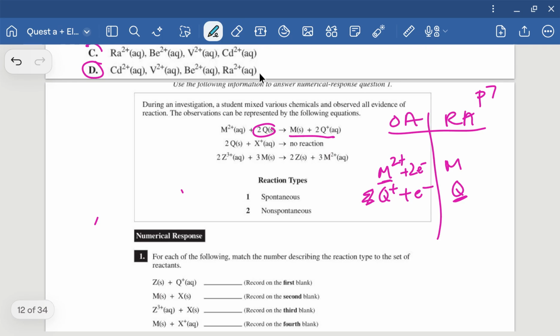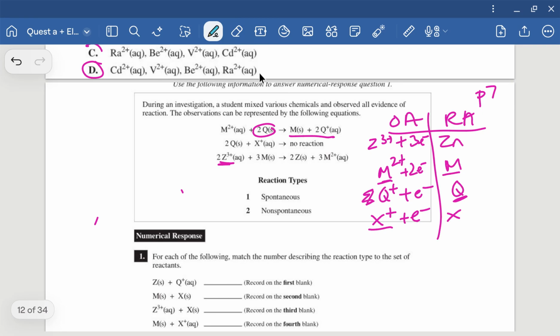If Q reacts with X positive, there's no reaction. Q's are already placed. X positive would be an RA. It needs to be below Q to show non-spontaneous. And then that would just give us X. Then the last one is bringing in the Z3 ion. And it has to be higher on the table than M, which is already placed, to have reactants. So I put the Z3 positive up here, add in my 3 electrons, and then I can start interpreting the table.